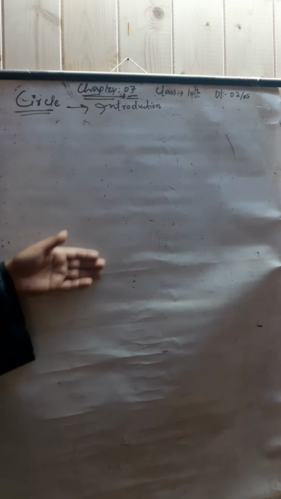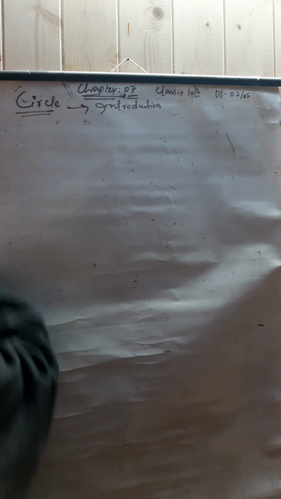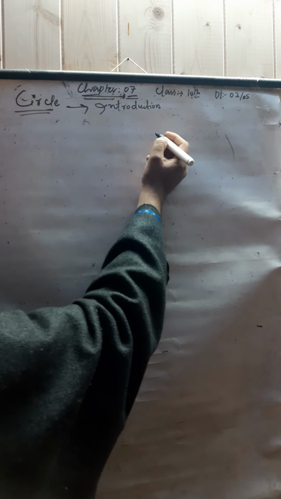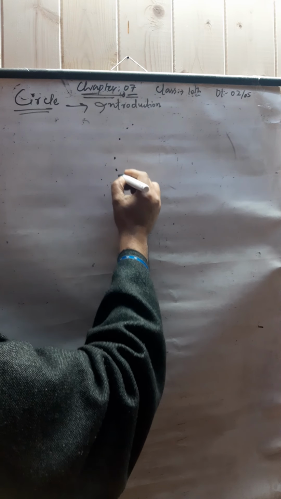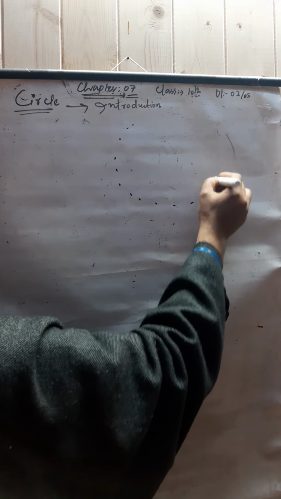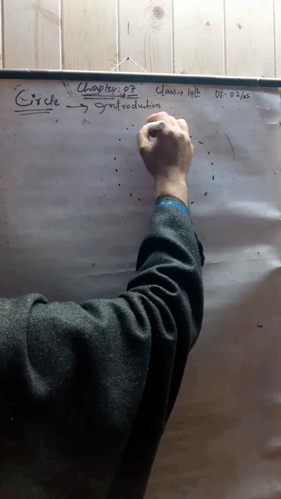And the chapter is related with the circle. Today we will go through the circle and its introduction. So what are circles? Dear viewers, as you are aware, a circle is made up of a collection of an infinite number of points on a plane.